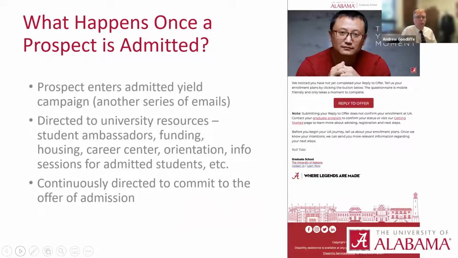So what happens once a prospect is admitted? We actually send them into another series of emails. So a prospect enters the admitted yield campaign. In this, it's about another 8 or 9 emails. They get directed to university resources, things like student ambassadors who will answer their questions, funding, housing, career center, orientation, all the sorts of things that a new student may need. And we keep on hitting on those calls to action.